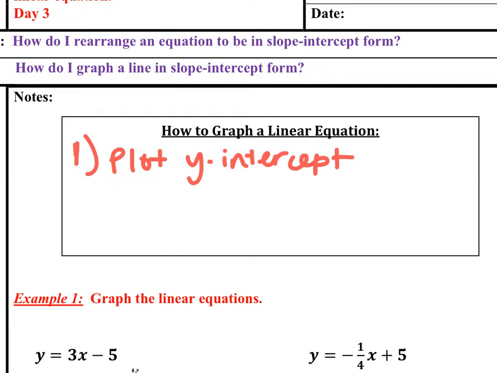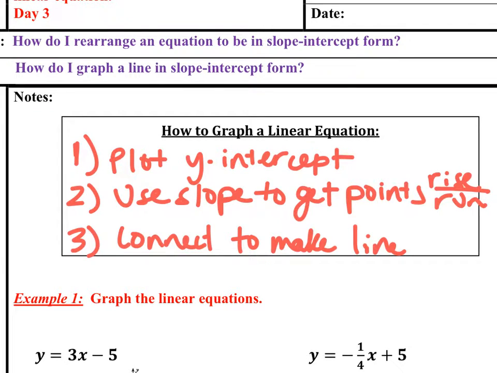Next thing you're going to do is use the slope to find more points. I'll write that down. That's how you graph a line. Please make sure you write it down.